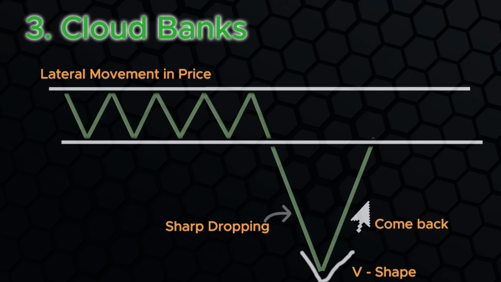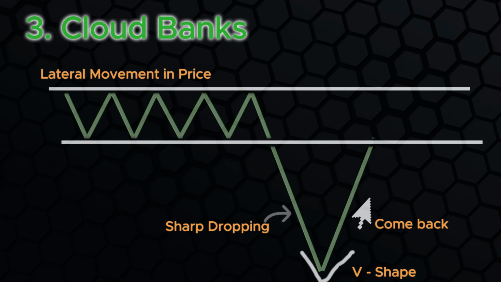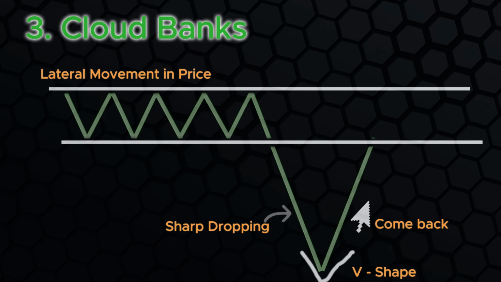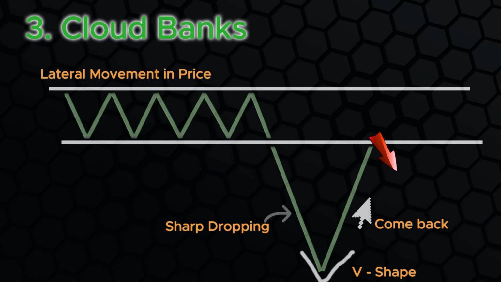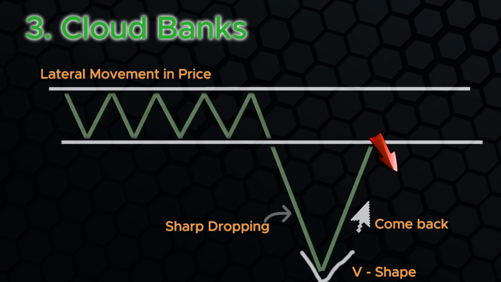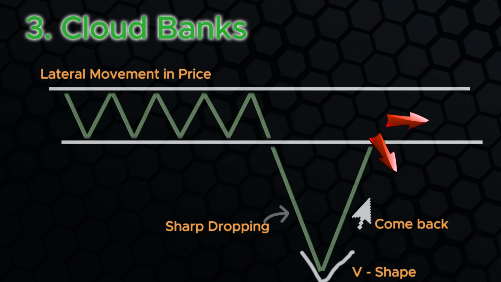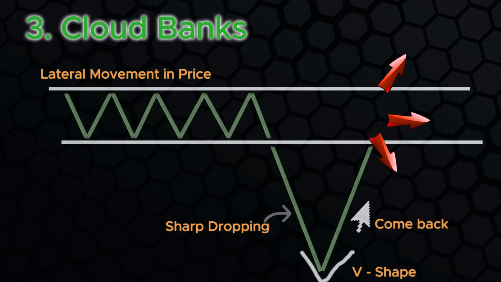The trader can also look to trade other price action strategies of the cloud banks. There are a few possibilities to this strategy. Price can respect the cloud banks and start trading down again. It can enter the cloud bank and trade in lateral movements, and it can also break the resistance provided by the cloud banks and start trading upwards.